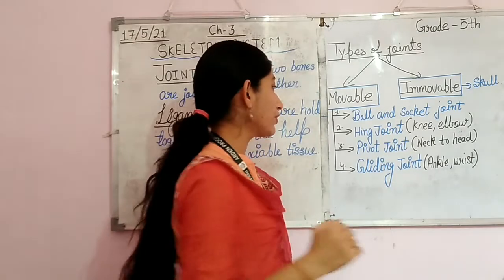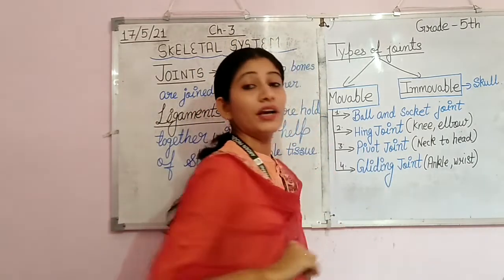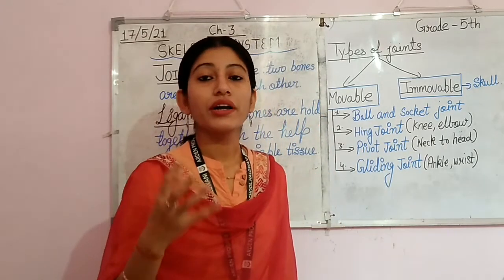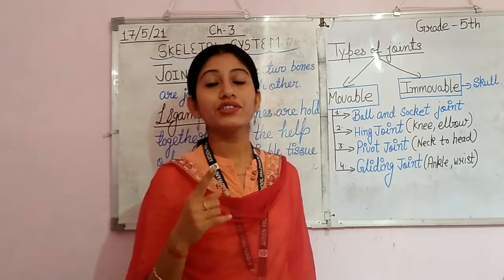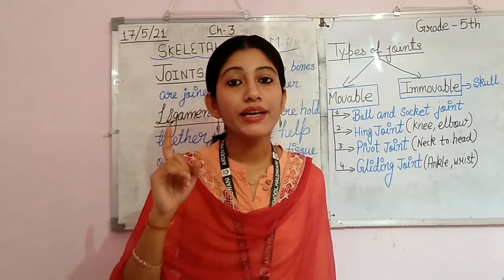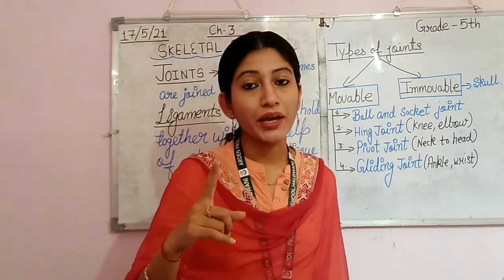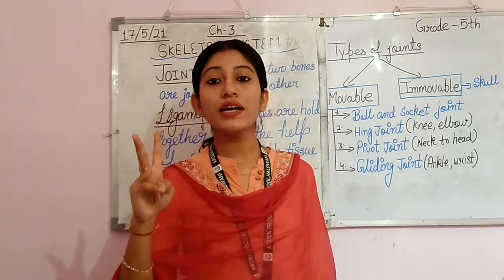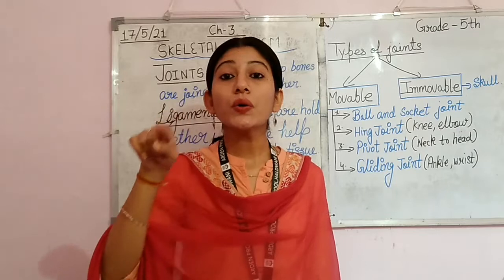Now when we talk about the pivot joint, actually what is it? In a pivot joint, one bone is of a cylindrical shape and the other bone is like a circular one.